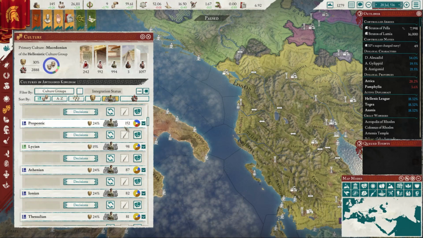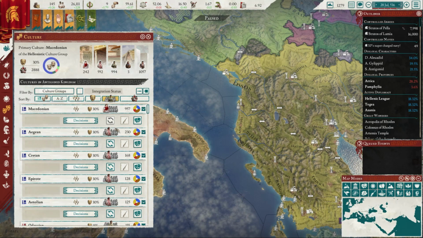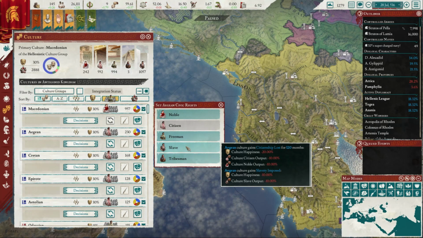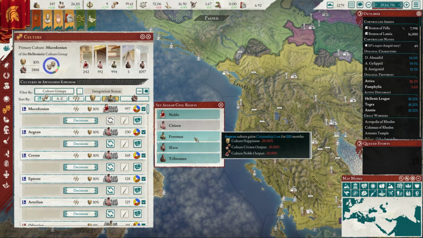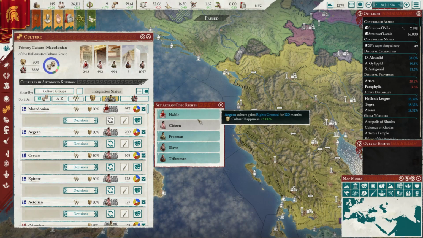Do you want a certain culture to be only slaves driving your economy? Then set civic rights to slaves. What about a certain culture being your manpower driving force? Then set them to freemen. Need extra research points and research efficiency? Then consider setting a culture for citizens or nobles.